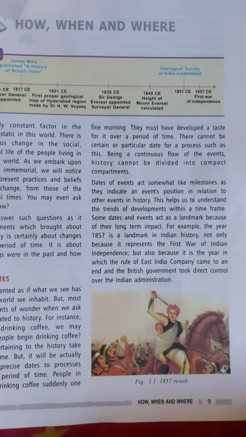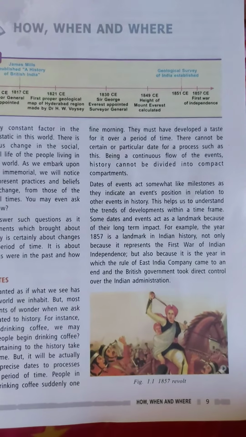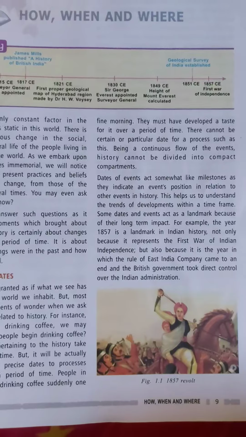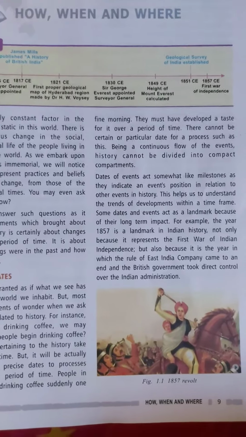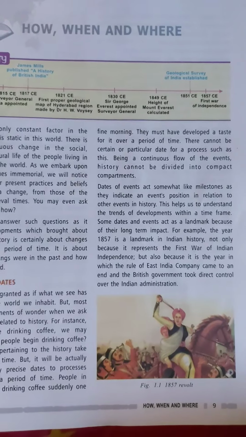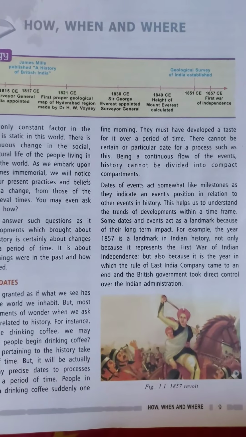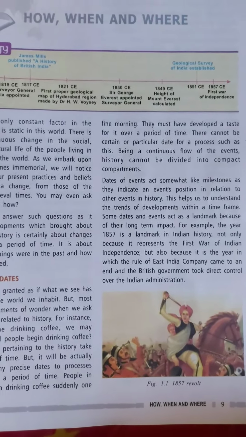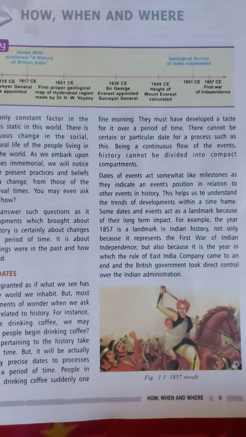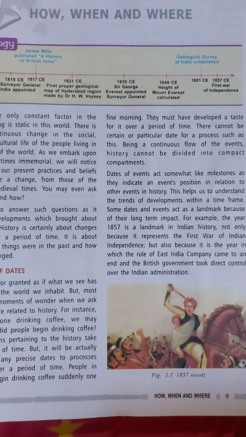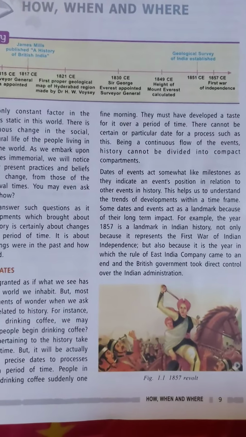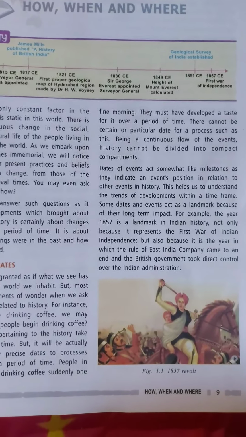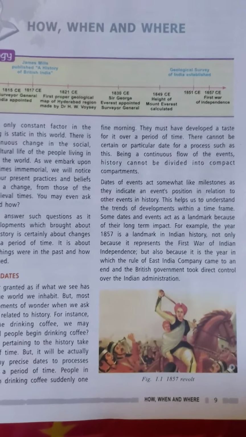For example, the year 1857 is a landmark in Indian history. As we all know, everyone knows what had happened in the year 1857, and for that reason it has been memorized that in 1857 the first war of Indian independence, it means the struggle of 1857 had begun, and also the East India Company of Britishers, which they had established in Kolkata, had come to an end, and the British government had taken direct control of Indian administration.